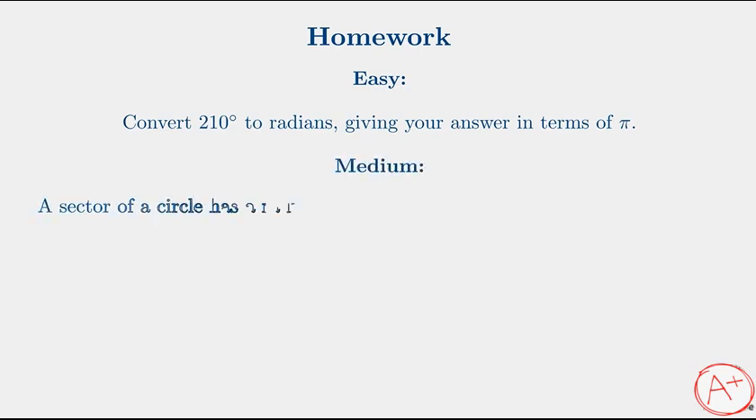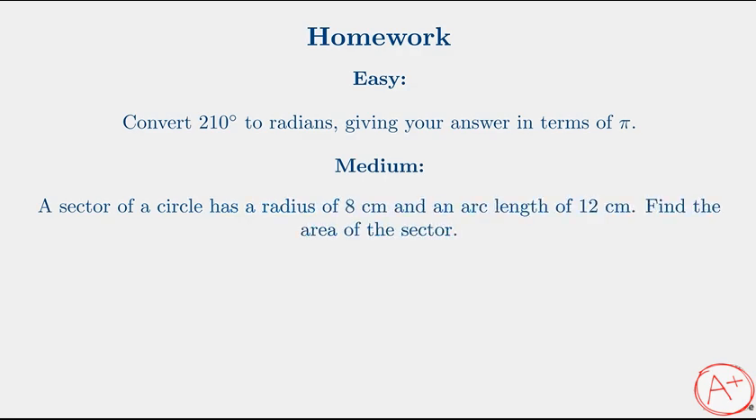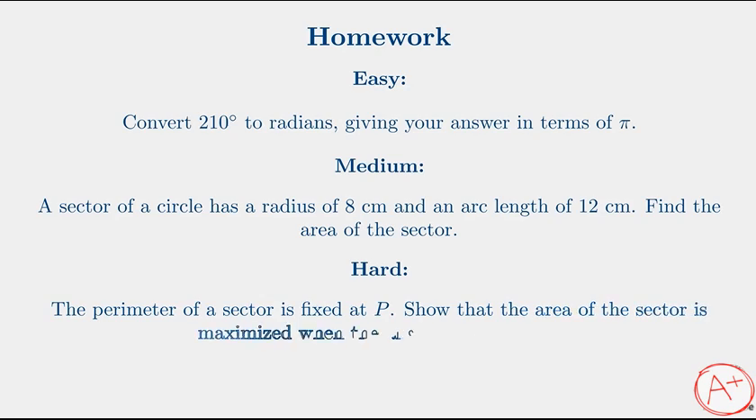For the medium challenge, a sector of a circle has a radius of 8 centimeters and an arc length of 12 centimeters. Find the area of the sector. Finally, the hard question. The perimeter of a sector is fixed at P. Show that the area of the sector is maximized when the angle theta is 2 radians. Take a moment to solve these now.